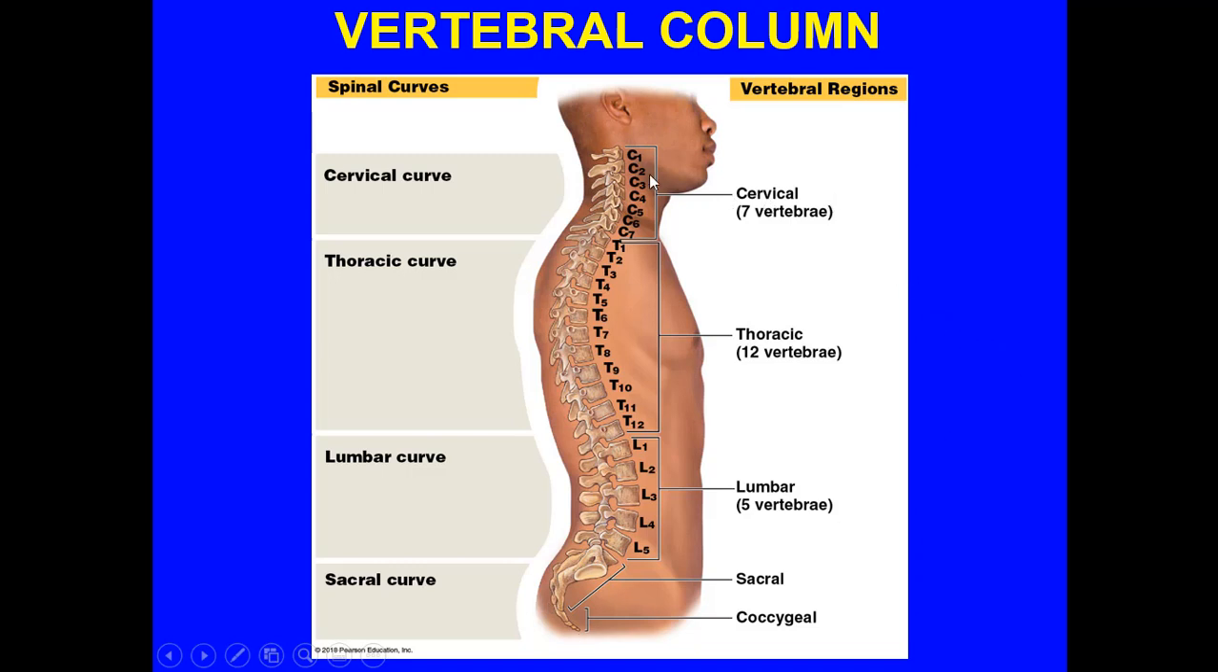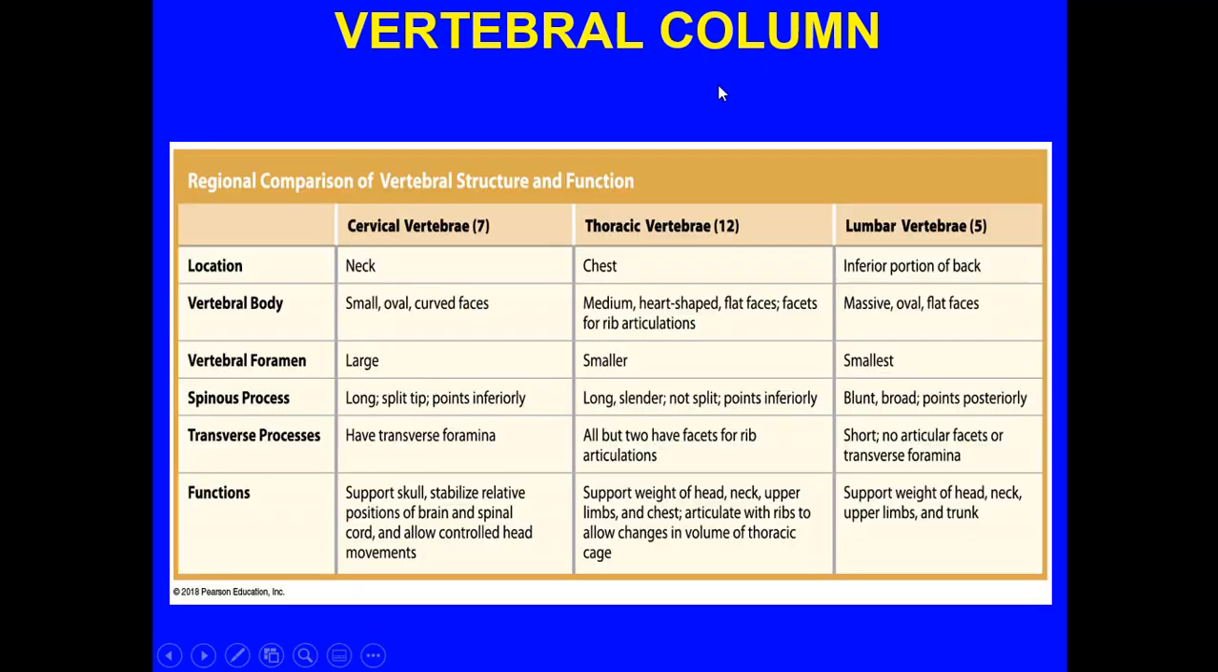Here are the bones, as you can see, C1 through C7. We're going to go through them in a minute. T1 to T12, L1 to L5, and then we have sacral, which is a fused bone, and the coccygeal. Now, I do encourage you to do this. There are regional comparisons of the vertebral structures of the cervical, thoracic, and lumbar. You can see this chart.